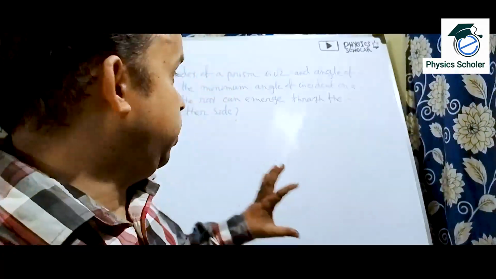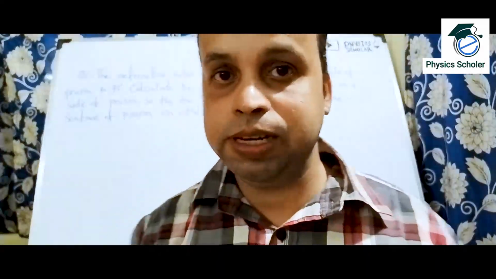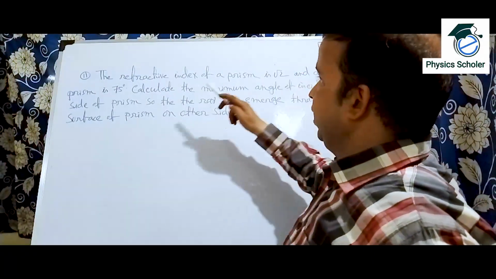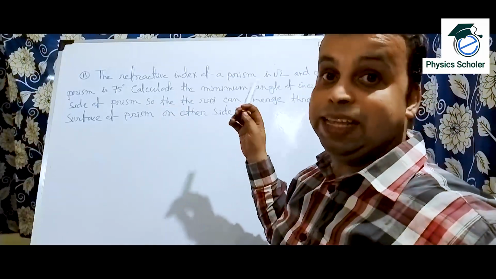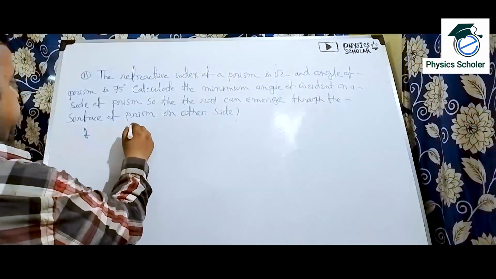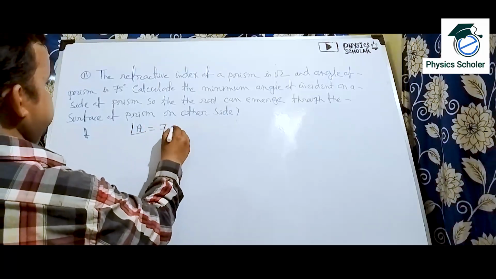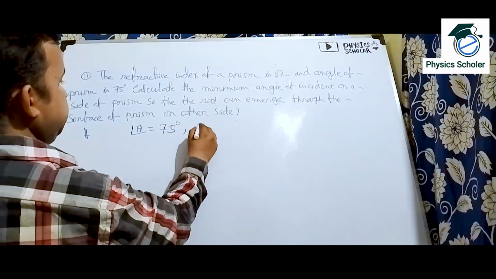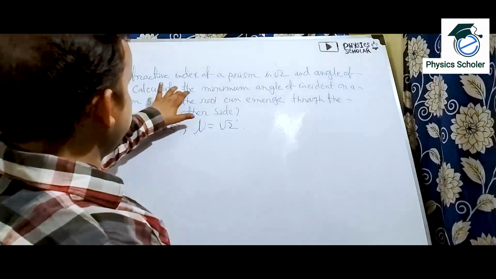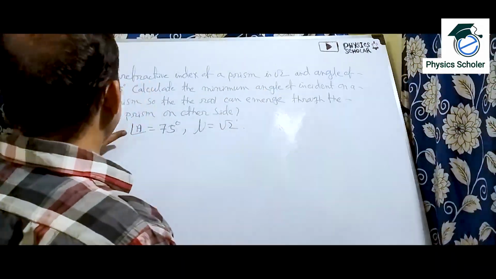Now moving to the next sum. Understand this sum clearly. The refractive index of a prism is root 2 and the angle of the prism, that means A, is given as 75 degree. And the refractive index mu is given as root 2. Very good. Calculate the minimum angle of incidence on the side of the prism.